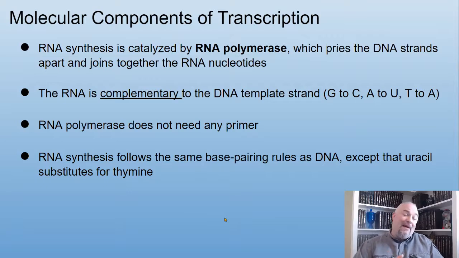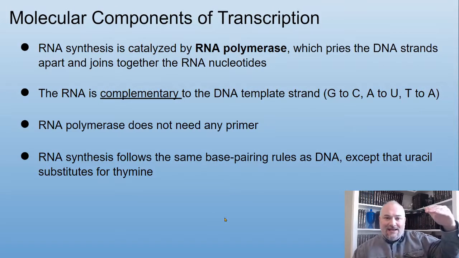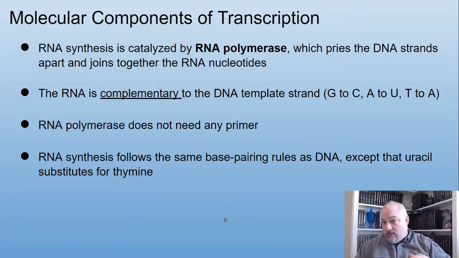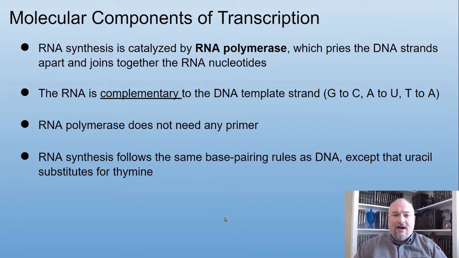Remember that RNA is complementary to the DNA template strand, following the same base pairing rules as DNA, except we substitute uracil for thymine. So if you've got a G on the DNA, you'll match up a C RNA nucleotide. If you've got an A on the DNA, you'll match up a U RNA nucleotide. If you have a T on the DNA, you'll still match up an A RNA nucleotide.